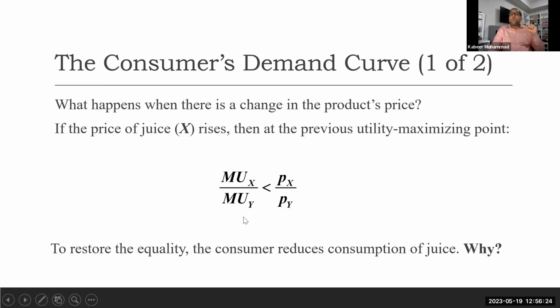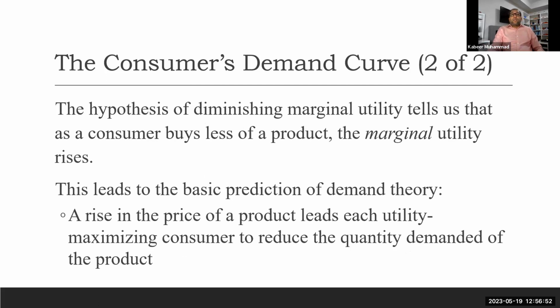This side is smaller. So how can we increase it? If we consume one less bottle of juice, the marginal utility changes, because we remember the marginal utility is decreasing. If we buy one less bottle, the marginal utility of the second last bottle is higher as compared to the last bottle. So the marginal utility of X is going to increase, and in this way they are going to create a balance. So the hypothesis of diminishing marginal utility tells us that as a consumer buys less of a product, the marginal utility rises.